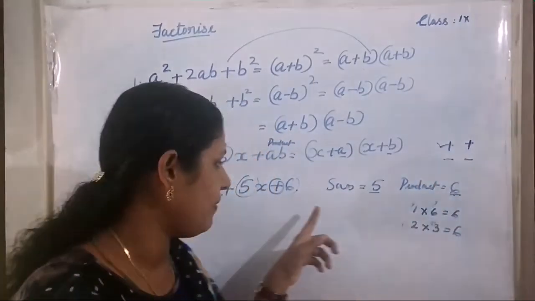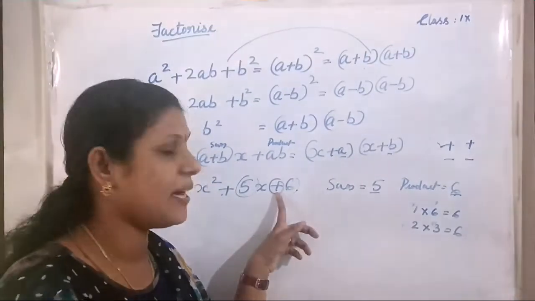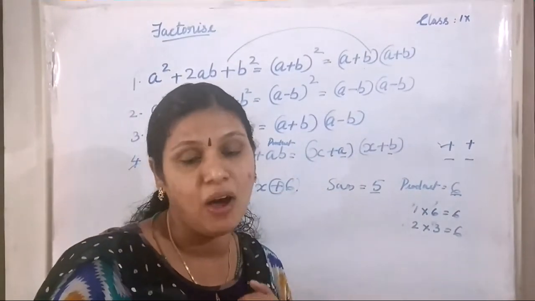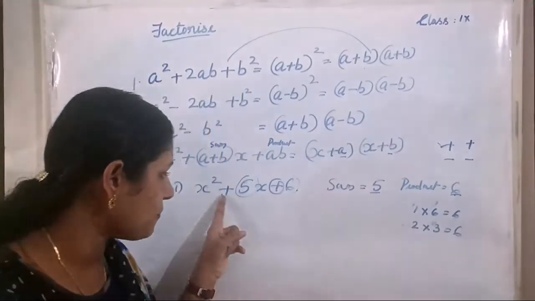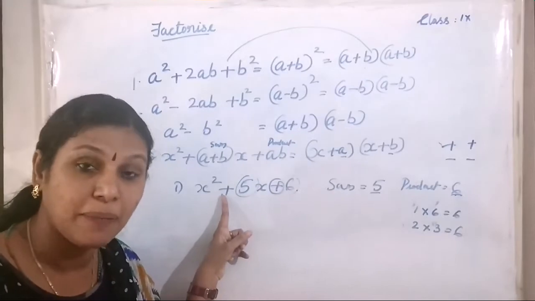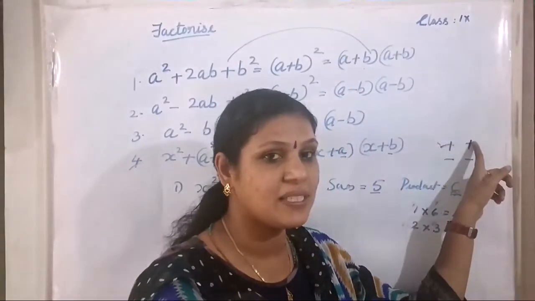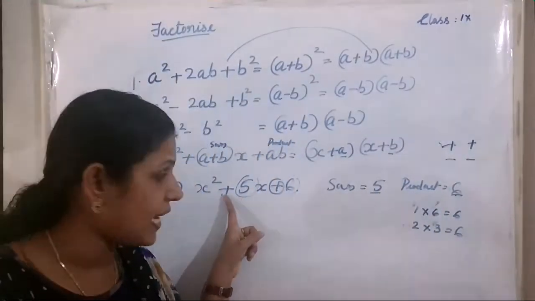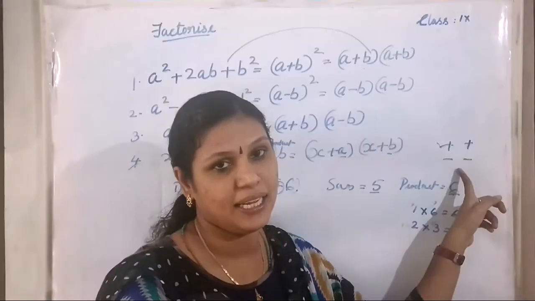Understood? First we check the sign of the product. If the sign of the product is plus, then the two numbers are either both positive or both negative. Then next we check the sign of the sum. If the sign of the sum is plus, then the two selected numbers will be positive. Or if the sign is negative, then the two numbers are negative.